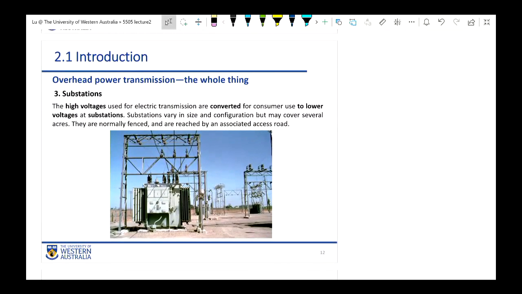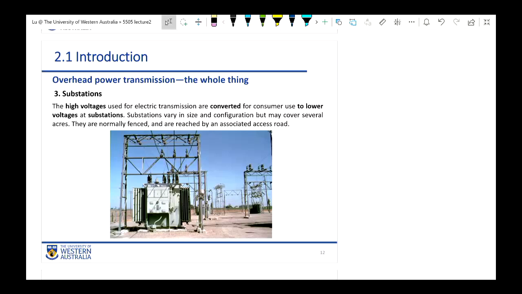Substations. The high voltages used for electrical transmission are converted to low voltage for consumers at substations. You can treat a substation as a bigger machine for converting from high voltage to low, or from low to high. But please note, this is not a single phase transformer. This is a 3 phase one. You have to handle the different voltages from 3 different phases. Substations vary in size and configuration, but may cover several acres. They are normally fenced to protect people from entering this infrastructure, and are reached by an associated access road.